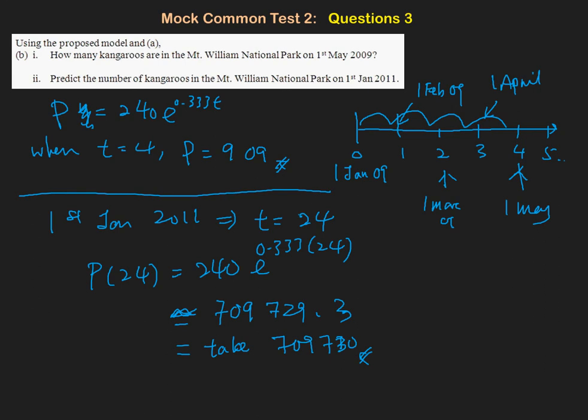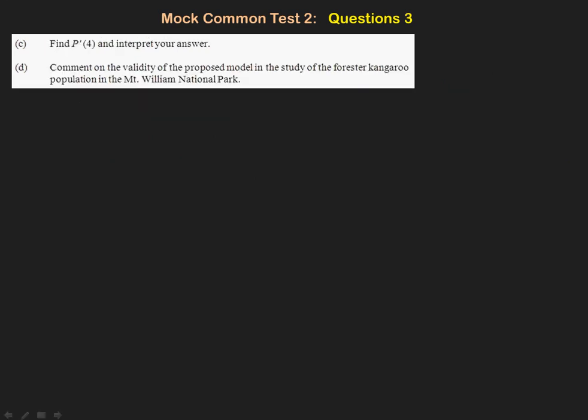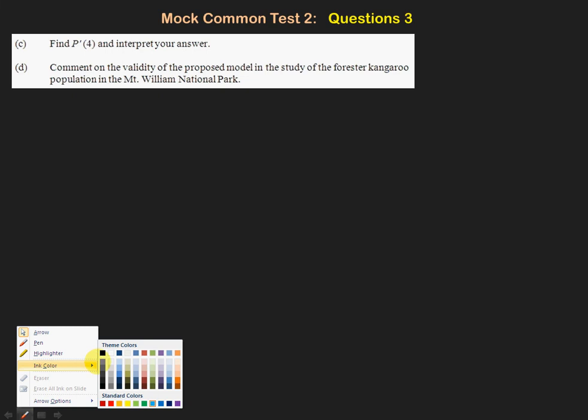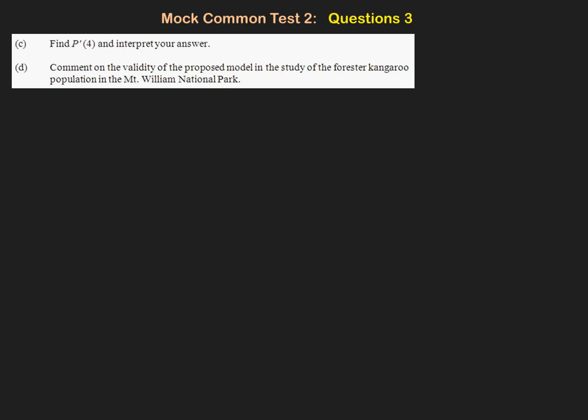Okay, let's move on. Next one. They ask us to find P prime and interpret your answer. Anyway, let's just find P prime. So P(t), again, I copy this here, 240 e^(0.333t). Oh, there's no negative here. And P prime is 240 times 0.333 e to the power of this one. If I simplify this, it should be 79.92 e^(0.333t).